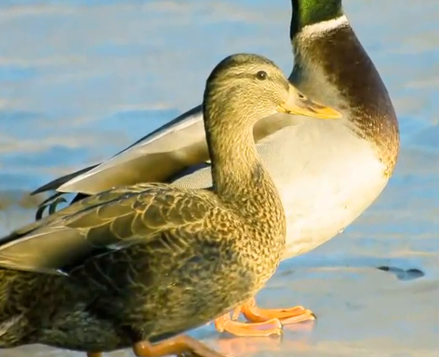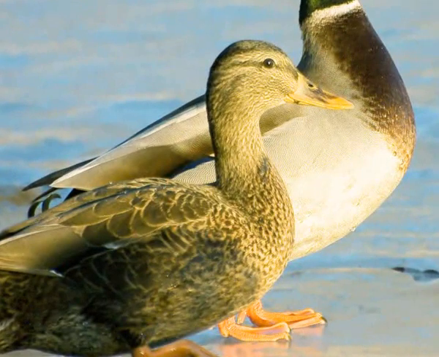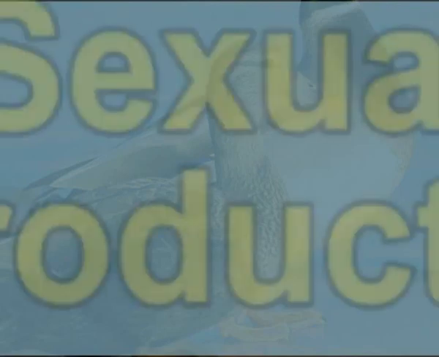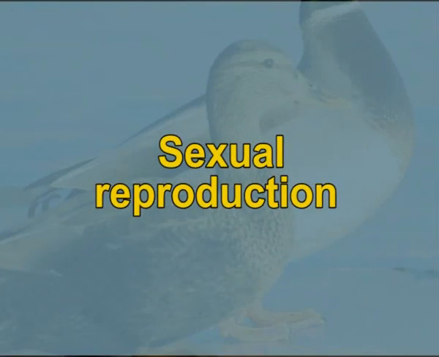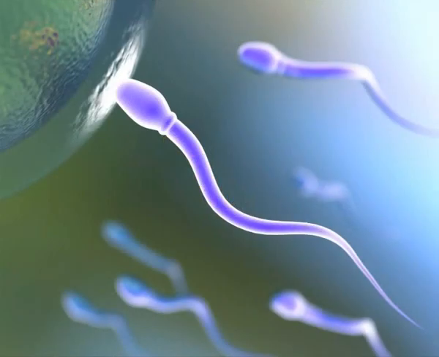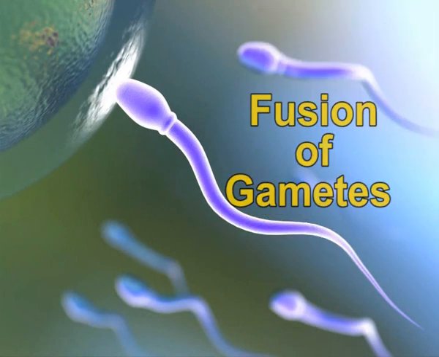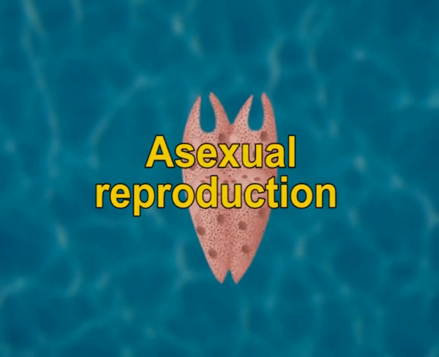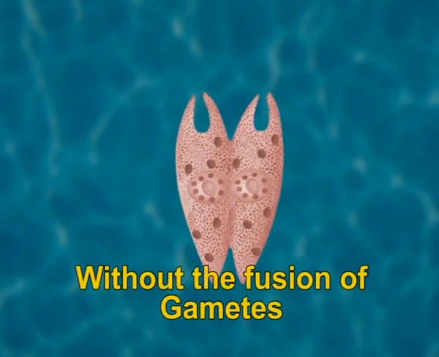Reproduction may happen by two means, either sexual or asexual. Sexual reproduction is the formation of offspring by the fusion of gametes. Asexual reproduction is the formation of offspring without the fusion of gametes.